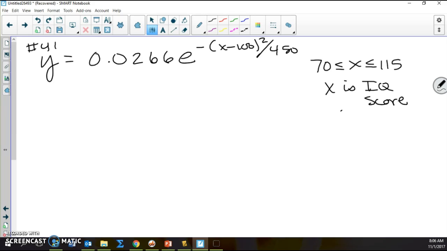41 says the IQ scores for adults roughly follow the normal distribution. Anytime we see normal distribution as a model, we know that we have a Gaussian model, and we need to pay close attention to those X and Y values. The normal distribution is 0.0266 times e to the negative expression x minus 100 squared, all divided by 450. For Pete's sake. The X values that make sense, the way that we've set up the domain, is between 70 and 115, where X is the IQ score.